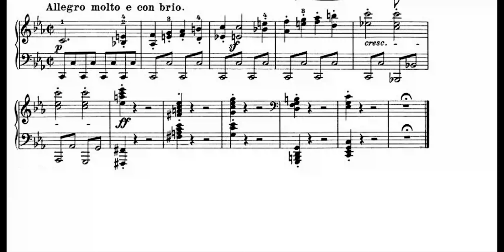I want to look at one more example here. This is Beethoven Sonata Pathétique. This is such a cool piece. Let's just listen to the end of this.